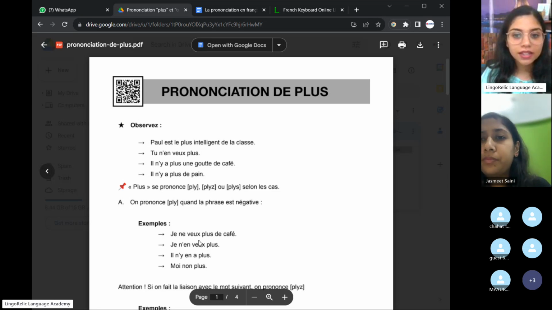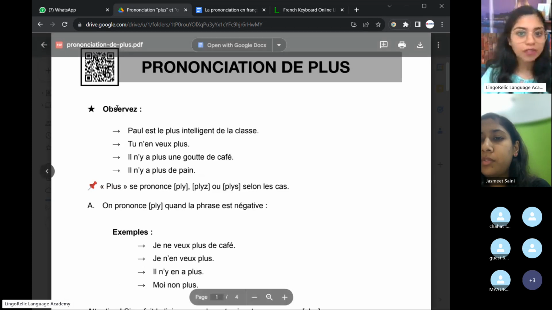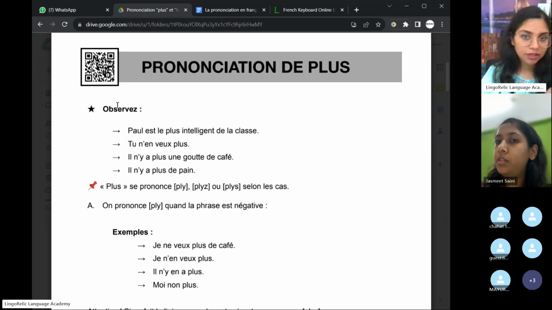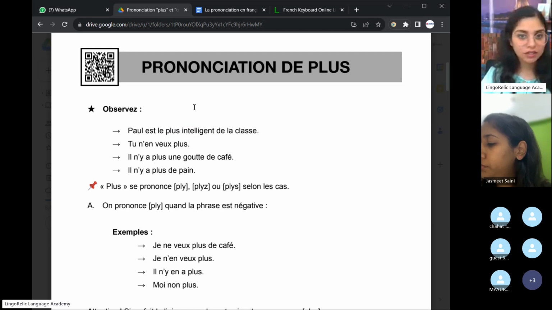See, one case is when liaison is happening, at the time of liaison you will already have to say Paul est le plus intelligent, because here the vowel is coming. This is a consonant. So anyway, it is going to be plus intelligent de la classe. Paul est le plus intelligent de la classe. So Paul is the most intelligent in class.